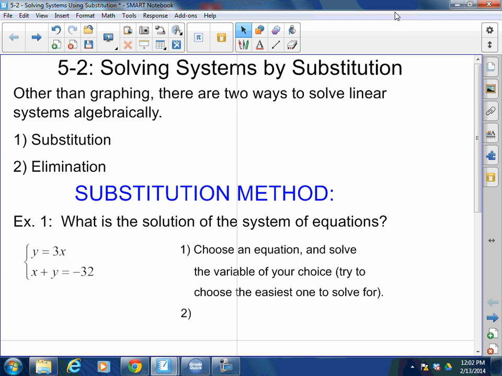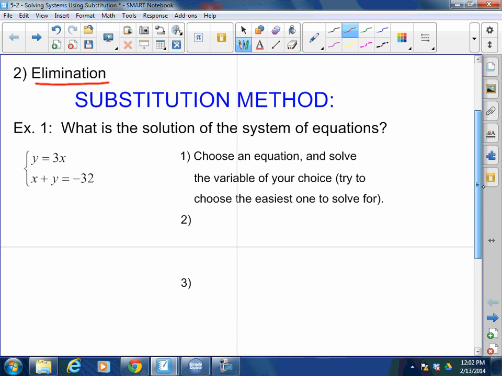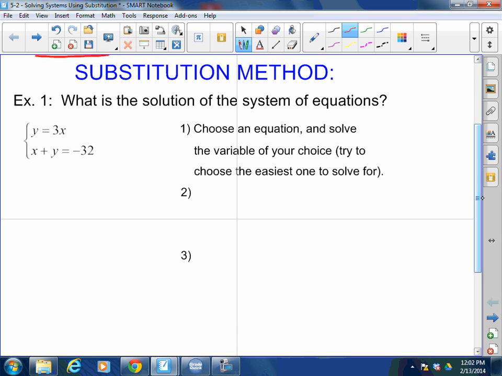Yesterday we learned how to solve systems by graphing. There are two other ways to solve systems algebraically. The first method is substitution, which is what we're going to learn today. And the second algebraic method is called elimination, which we will learn tomorrow. Let's think about the substitution method. And before we actually learn it, let's think about the word substitution.